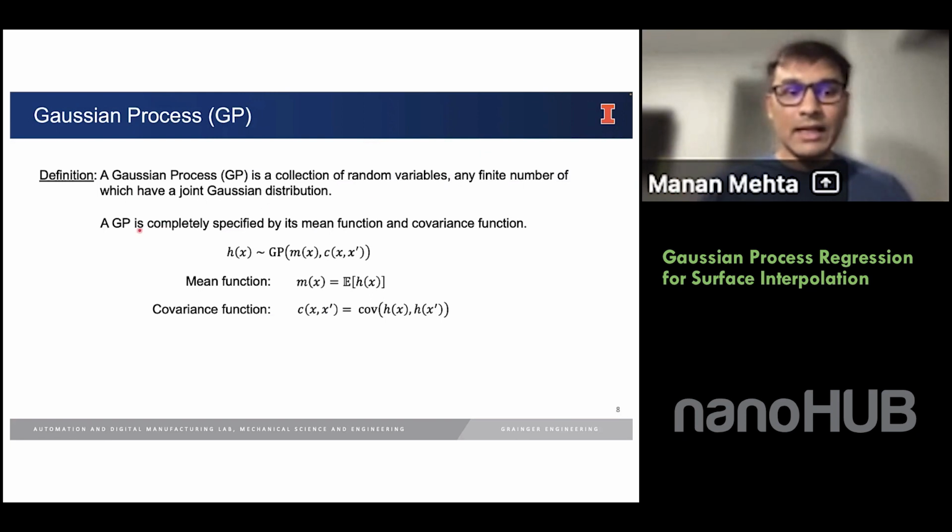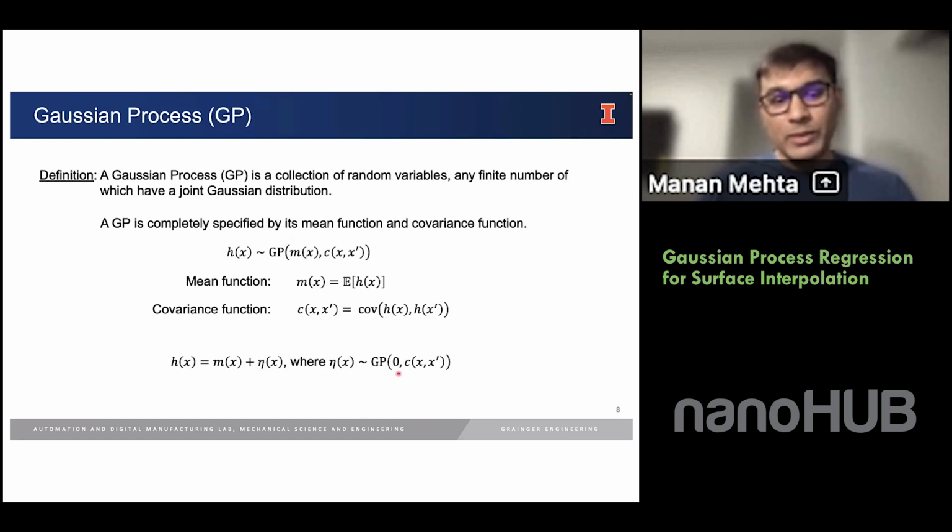A GP is completely specified by its mean function, which is m of x, and the covariance function c. And sometimes for notation, instead of writing h as a GP with mean m, we take the mean out and write it as some mean function m of x plus a zero mean GP, because sometimes if you have zero mean, then it has some advantages or ease of modeling. This is also the notion that Zhiqiao will use later in his TPL example.